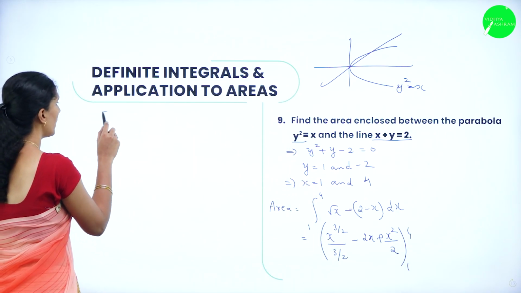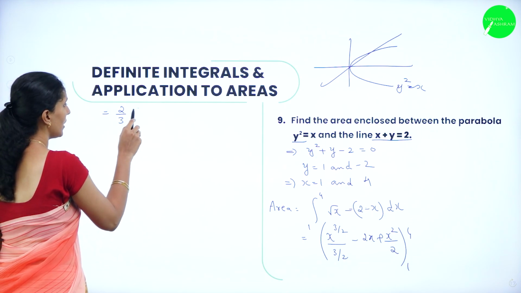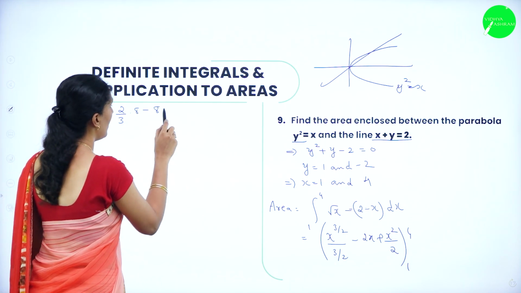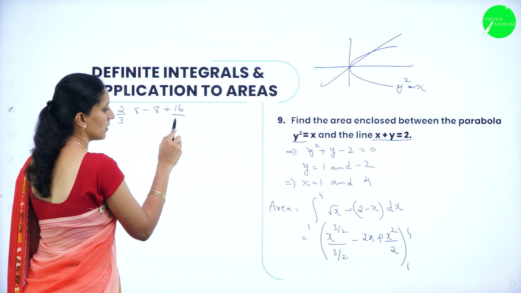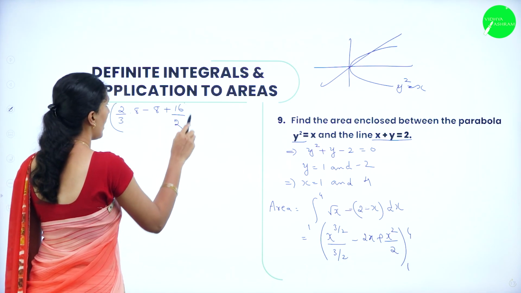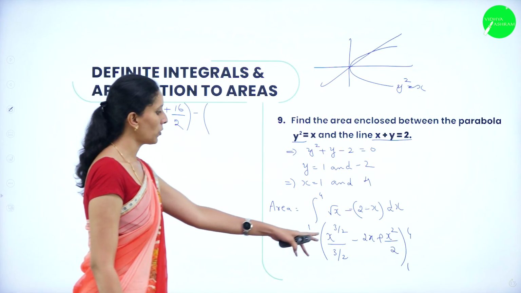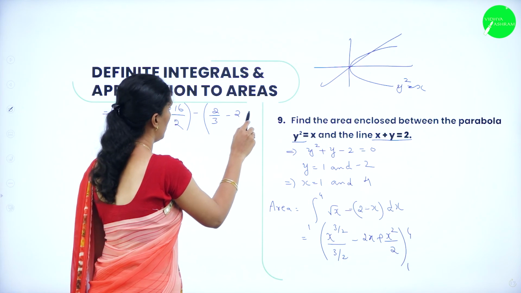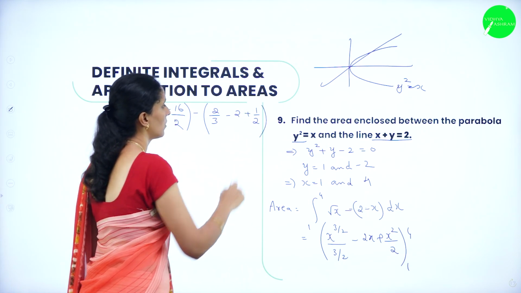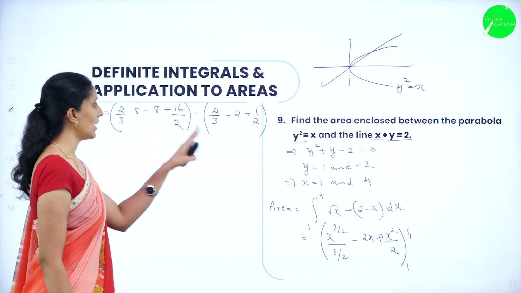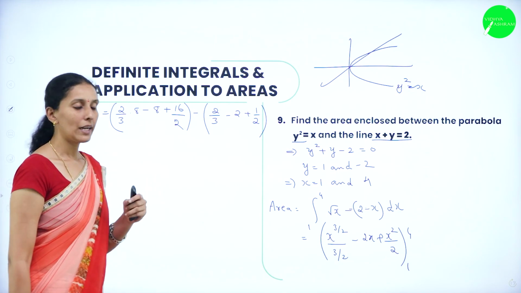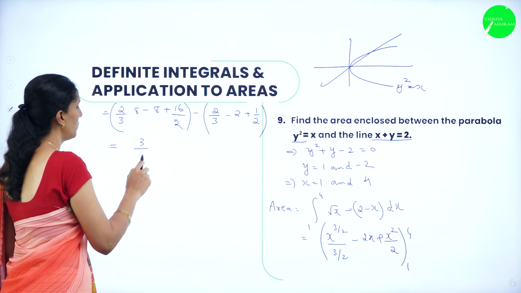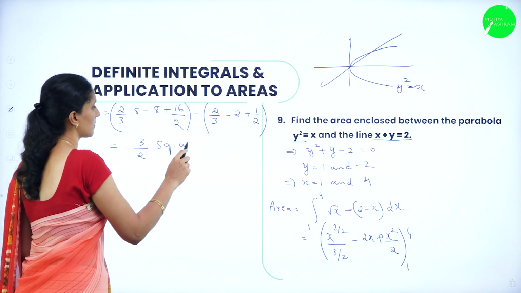Substitute it. The first part becomes 2 by 3 into 8, minus 8, plus 16 by 2, and minus the second one, if you put 1 here, it is 2 by 3 minus 2 plus 1 by 2. On solving these values numerically, we will get the final answer as 3 by 2 square units.